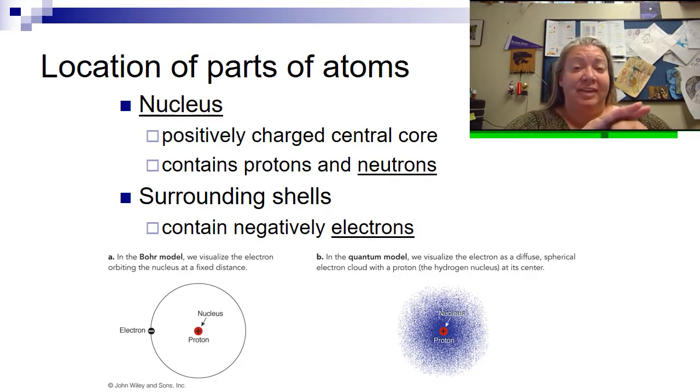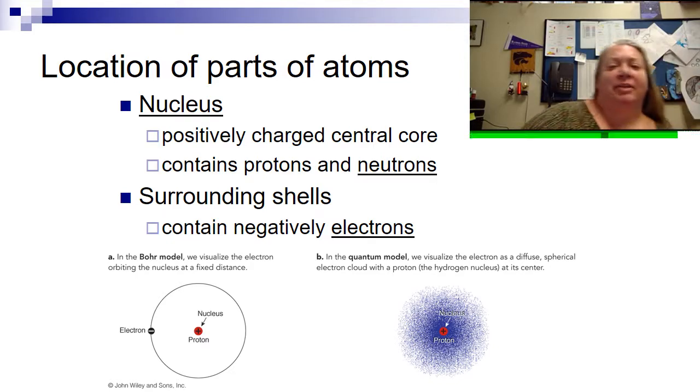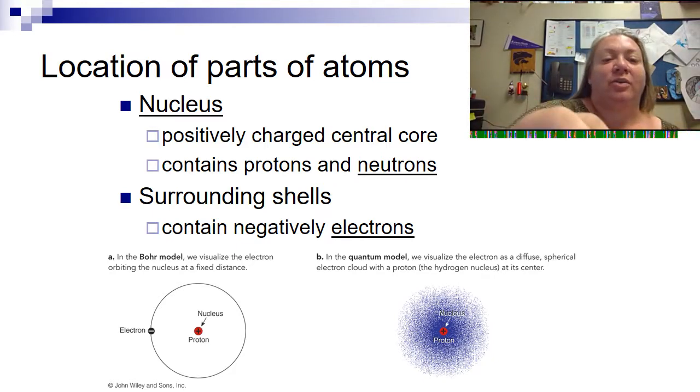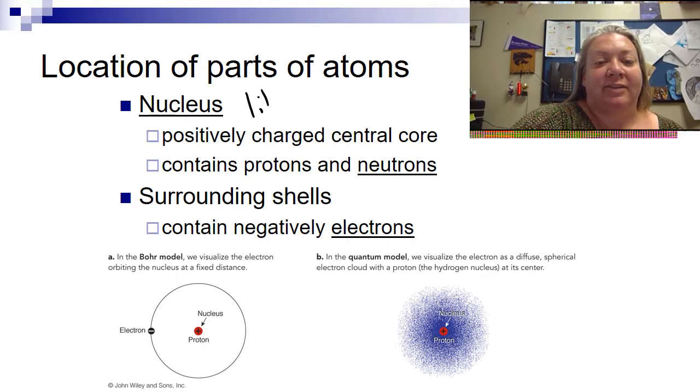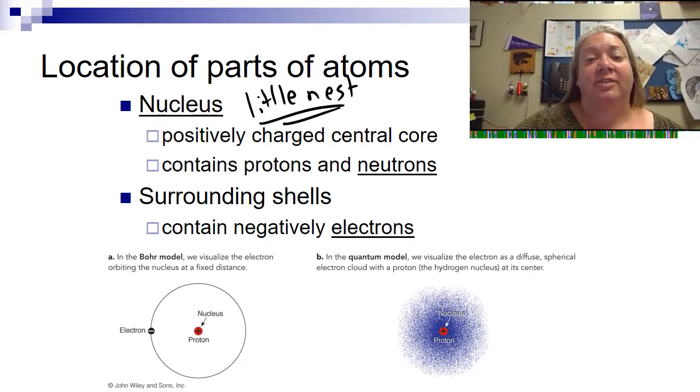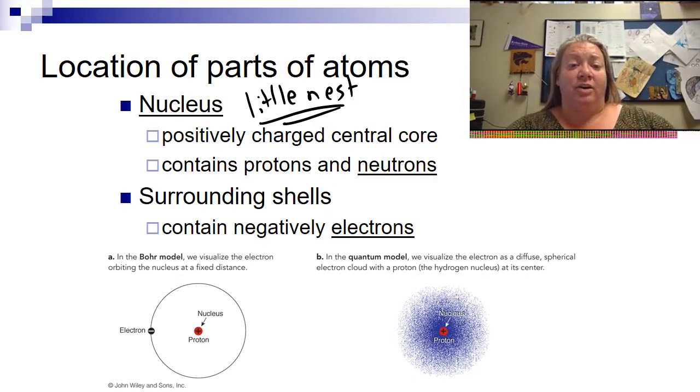Now, in the center of the atom is the nucleus. The nucleus is actually Greek for a term meaning little nest, if you go back and look at where that term comes from. So the nucleus, we can say that is a little nest. It's the center of our atom.